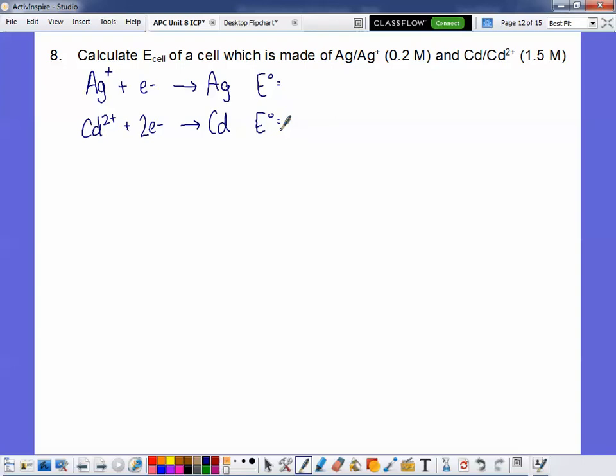So what do you get as the silver reduction potential? 0.80. And what about the cadmium? Negative 0.40. Good. We talked about this a few classes ago. I know it's been a while. We had that lovely wind day.